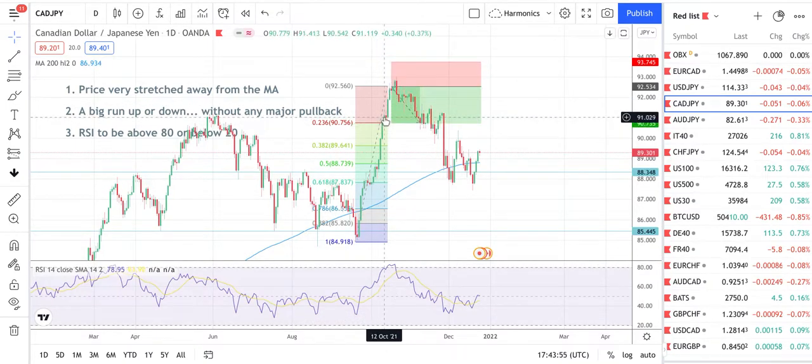Why did I not enter the trade here? Is because I didn't see that the price is very far from the 200 moving average. It is relatively stretched, but not massively. Not interested still.